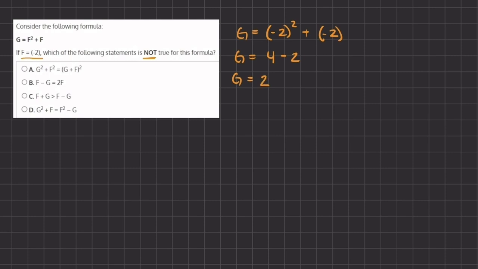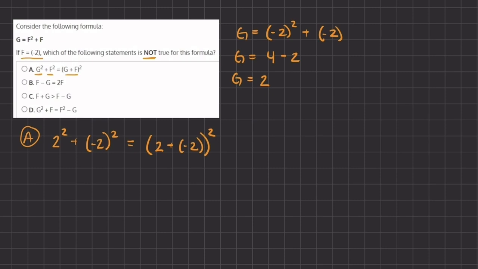Now let's take a look at our answers. Answer A states that g squared plus f squared equals the same thing as g plus f squared. Now let's see if this is true or not. g squared is 2 squared plus f squared, which is negative 2 squared, equals g, which is positive 2, plus a negative 2, and all of this is raised as squared.